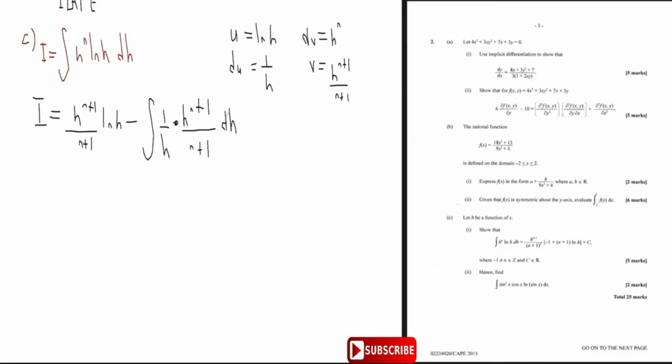Now look at this, 1 over h, I can rewrite 1 over h as h to the minus 1. Now whenever the bases are the same, we can just add the powers. So what we're going to get is I is going to be equal to h to the n plus 1 ln h over n plus 1, minus, I can factor out n plus 1 to factor out 1 over n plus 1.